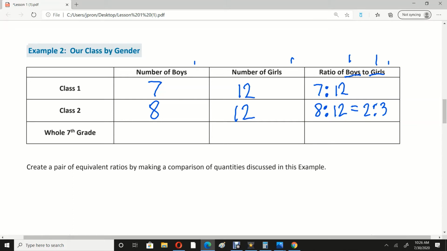And in this last part, it's going to ask you to add these up together, and that's what I want you to do on your own. Add them up. Let's get the whole hypothetical 7th grade class, number of boys, number of girls, and you come up with a ratio. All right?